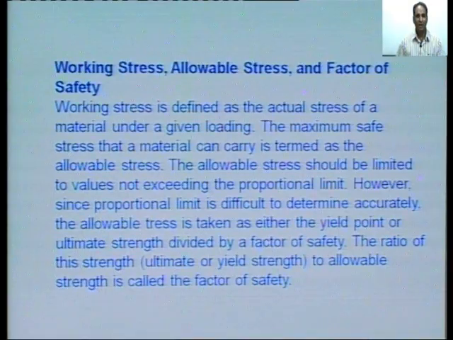And then I define working stress, allowable stress and factor of safety. First, on the stress strain curve, we calculate the working stress. Working stress is defined as the actual stress of the material under the given loading. The maximum safe stress that a material can carry is termed the allowable stress.